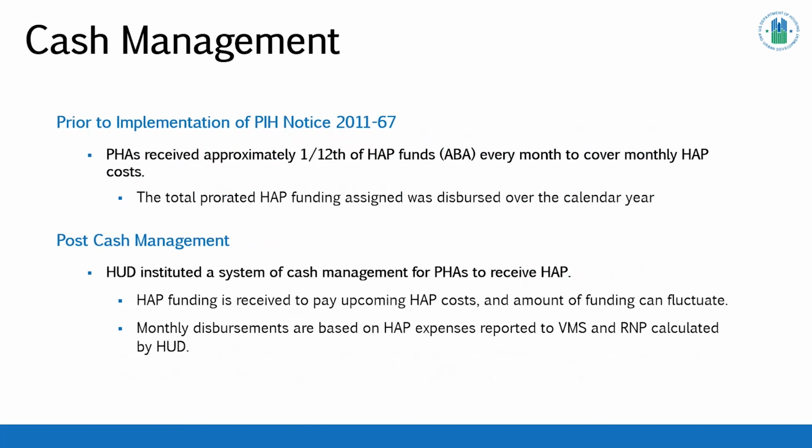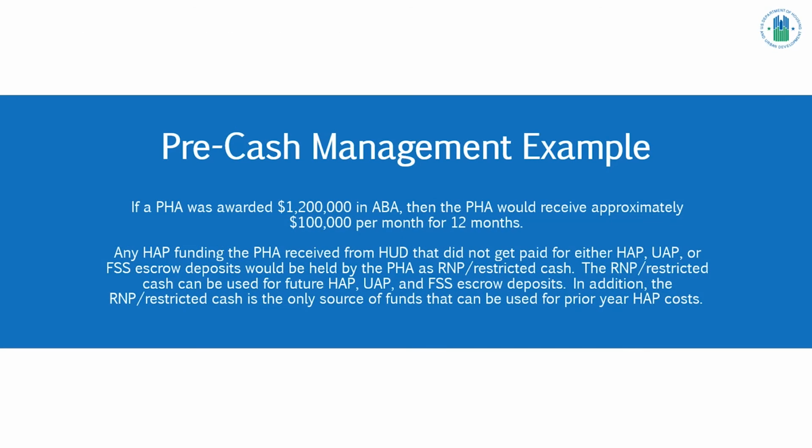As I mentioned, prior to the implementation of cash management, the Housing Authority received approximately 1/12 of their funding each month. When HUD implemented cash management, HAP funding is going to be received to pay for the upcoming costs for the month. Monthly disbursements are based on HAP expenses reported in VMS and RMP calculated by HUD. In this pre-cash management example, if a PHA was awarded $1.2 million in annual budget authority, then the PHA will receive approximately $100,000 per month for 12 months.